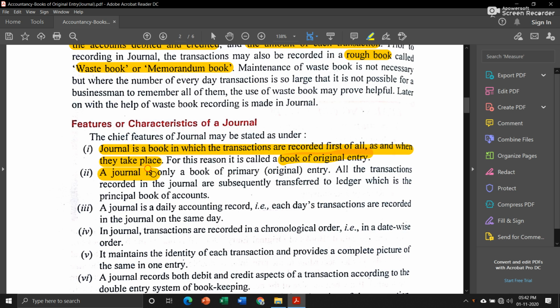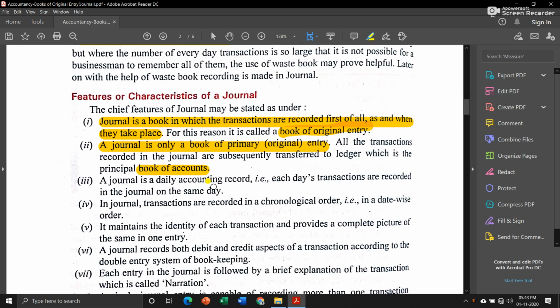Then next, a journal is only a book of primary or original entry. All the transactions recorded in the journal are subsequently transferred to the ledger, which is the principal book of accounts. Means the journal is not that important from a business point of view, but after preparing the journal, it becomes easy for us to prepare the ledger, and the reason you will understand once we start preparing the ledger.